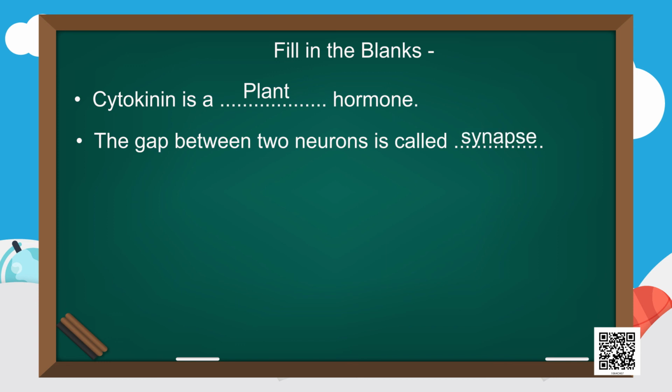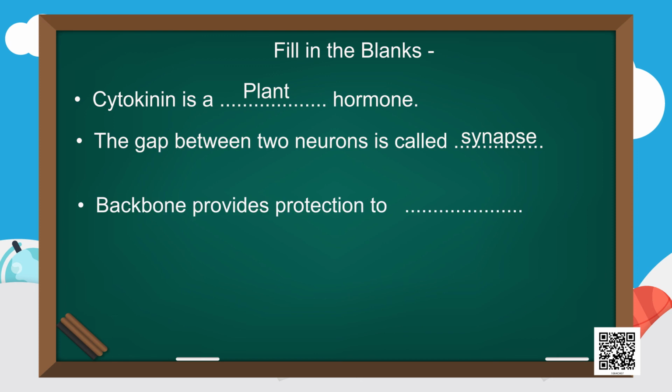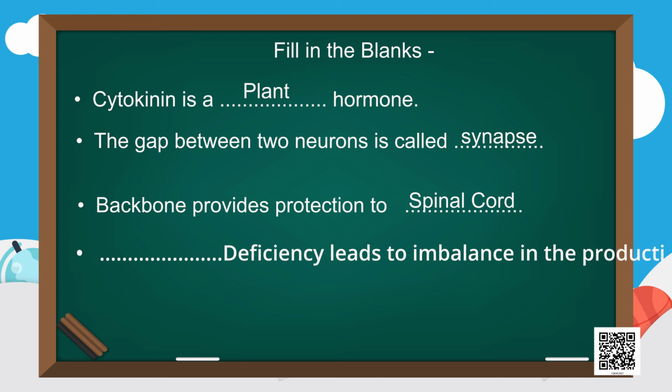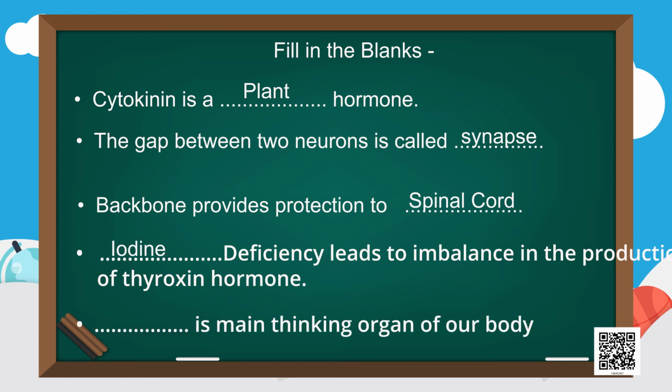My next question, backbone provides protection to dash. And the answer is spinal cord. My next question, dash deficiency leads to imbalance in the production of thyroxine hormone. And the right answer is iodine. My next question, dash is the main thinking organ of our body. And the right answer is brain.